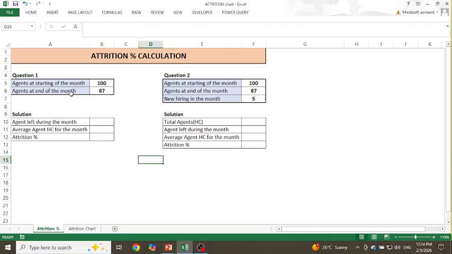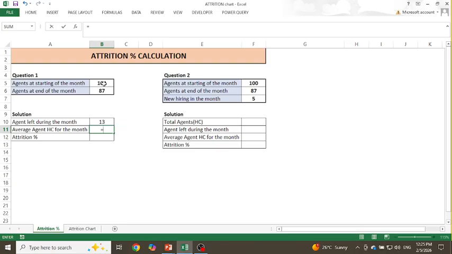Okay, so this is our question. Agents at the starting of the month. In our process we have 100 people at the starting of the month, and at the end of the month there are 87 people. So we need to find out the attrition percentage of the month. First we will see how many people have attrited during this month. So 13 people have attrited in this month, 13. Now we will find out the average headcount of the month.